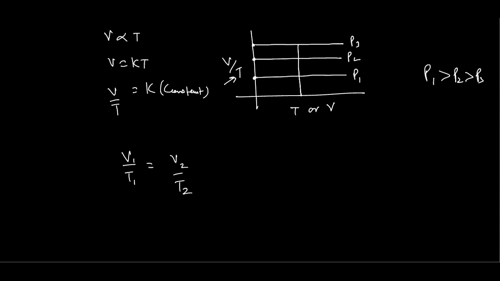Now, when Boyle and Charles and Avogadro were studying these laws, doing their research, they found that for every 1 degree rise in temperature, there is an increase in the volume of the gas, and that increase is 1 upon 273 of the original volume.